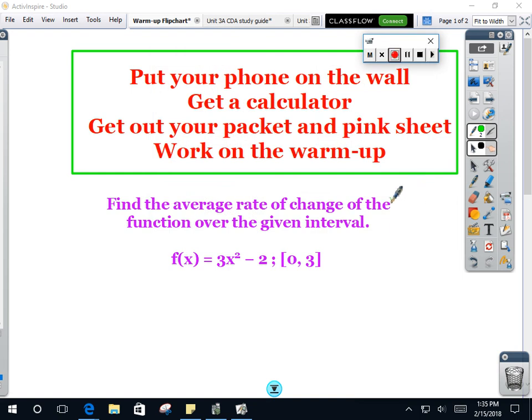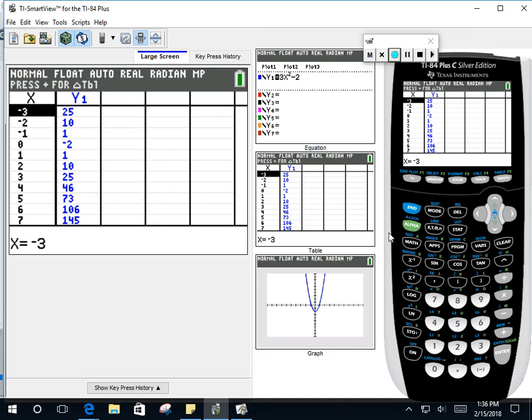Okay, find the average rate of change of the function over the given interval. What is the given interval? Correct. These two numbers are an interval, so 0 is an x value, 3 is an x value. Well, to do this, what do you think would be helpful? A graph. So go to your calculator and graph 3x squared minus 2.